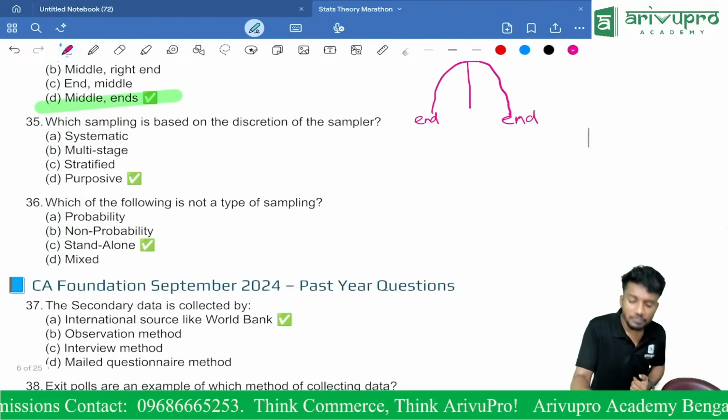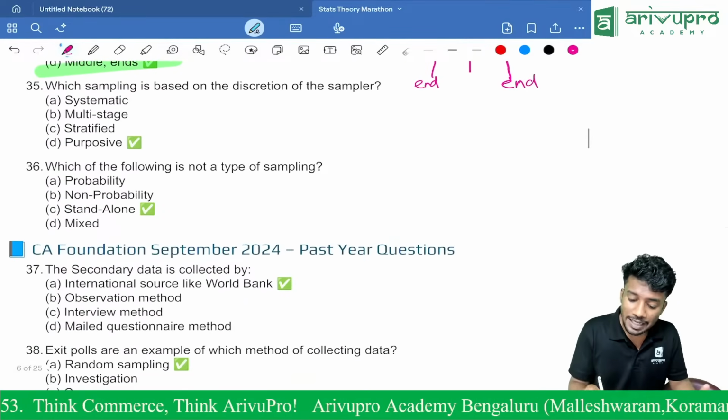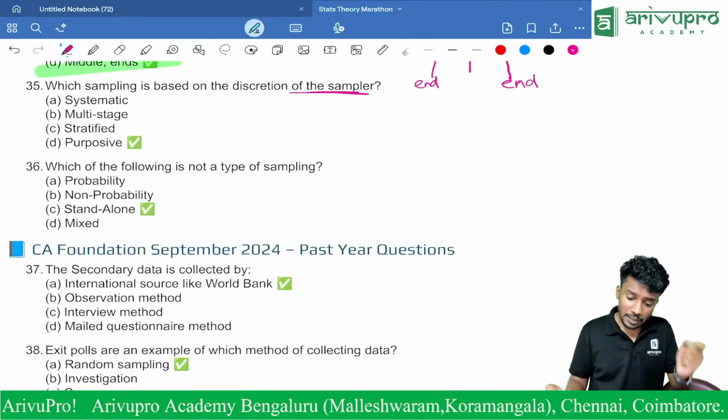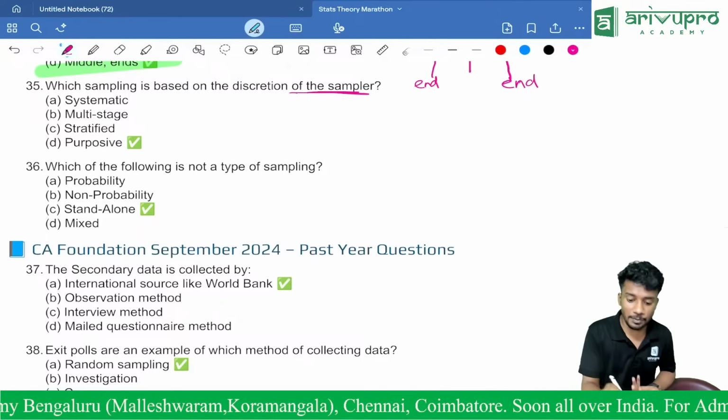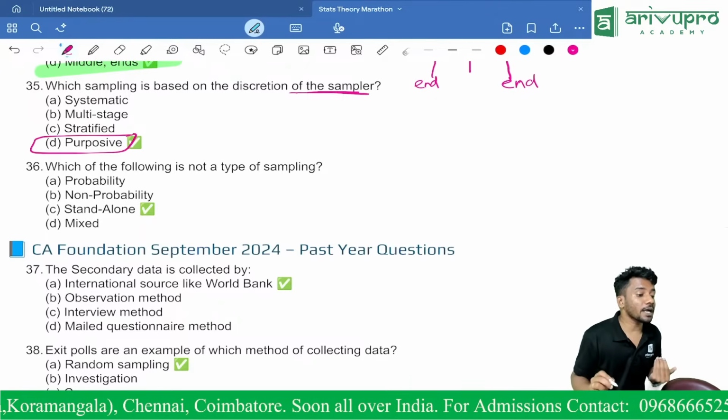Yes, that's the meaning. Then, which sampling is based on the discretion of the sampler? What type of sampling is that? Purposive sampling is based on that.